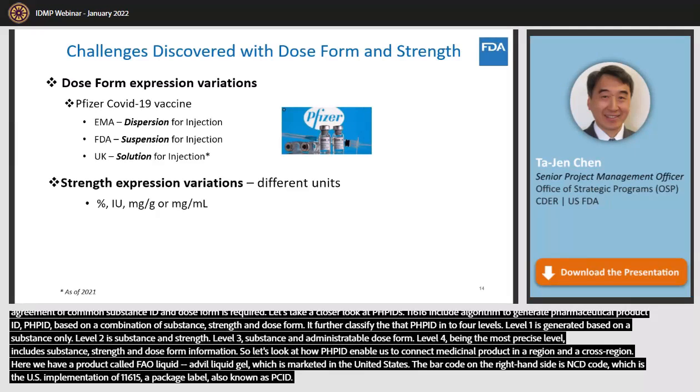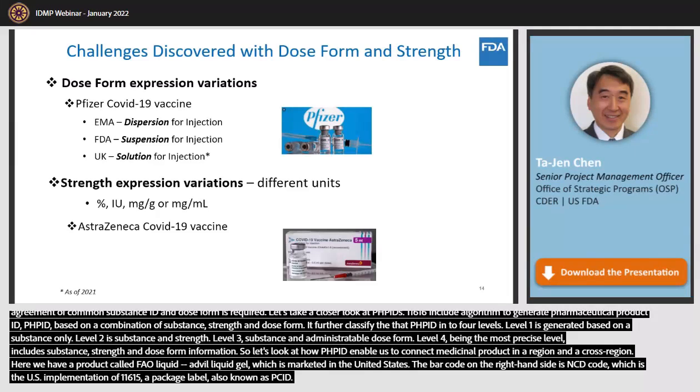And then on the strength side, each region may express strengths with different units, such as percentage, international unit, or milligram per milliliter. The example is the AstraZeneca COVID vaccine, where EMA measures the strength based on infectious unit. Both UK and Australia measure by viral particle, and as you can see, the strength is different and the unit is different. The conversion can be complicated in some cases.